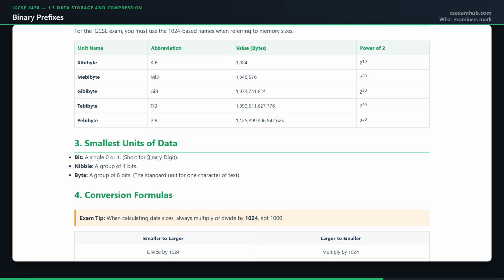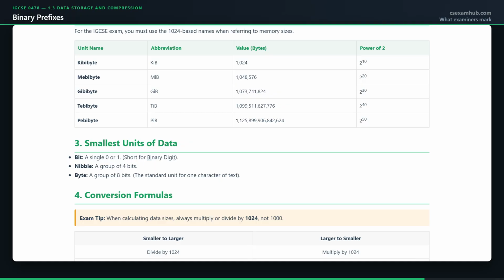Four things to take into the exam. First, use the IEC names when the question does kilobyte, megabyte, gigabyte, and know that each is 1,024 of the unit below, not 1,000. Second, remember the powers. Kibi is 2 to the 10, mebi 2 to the 20, gibi 2 to the 30, tebi 2 to the 40, going up in tens. Third, divide going up and multiply going down, and check the direction by asking whether the answer should be bigger or smaller. And fourth, know the smallest units precisely.